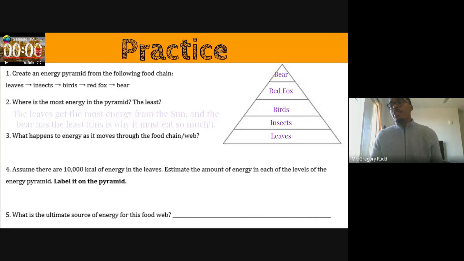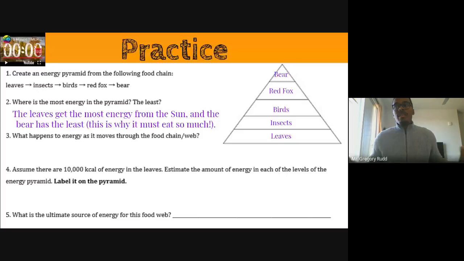Excellent. So the most energy is at the bottom where the leaves are getting their energy directly from the sun. And then the bear at the top of the pyramid has the least. And this explains why organisms at the top of the pyramid, and as you move up the pyramid, have to eat so much more food, right? A bear has to basically constantly be eating in order to get the amount of energy it needs to survive. And it has to eat larger organisms.